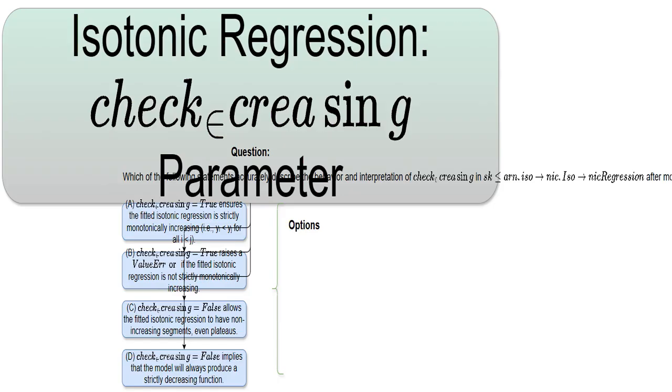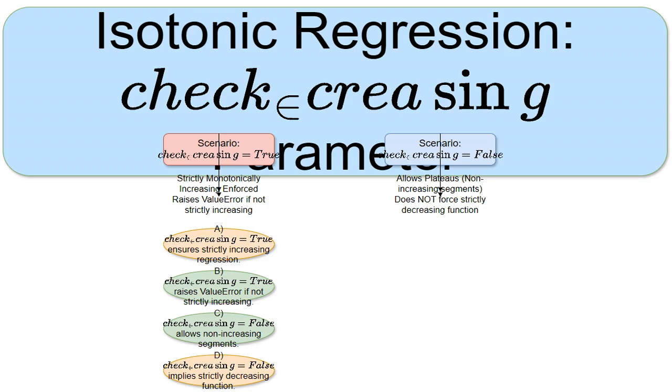I'm explaining the `check_increasing` parameter in scikit-learn's isotonic regression. It controls how strictly the regression model increases. Think of it like a control knob for how steep the uphill climb needs to be. It controls whether the fitted function must strictly increase or can have flat parts, plateaus.